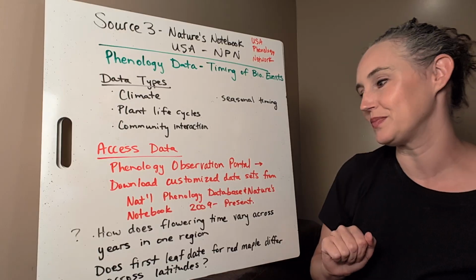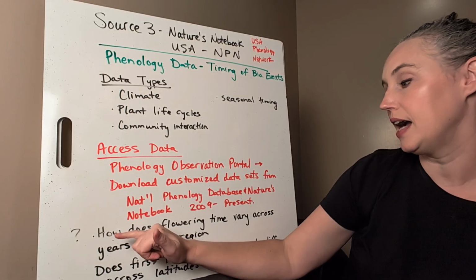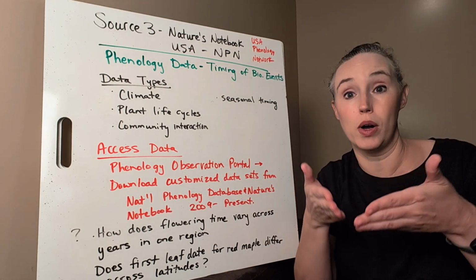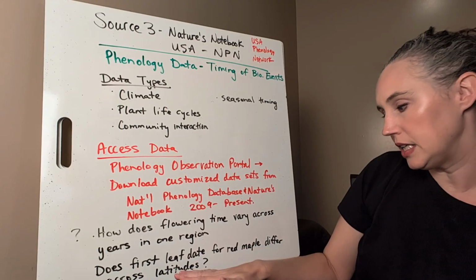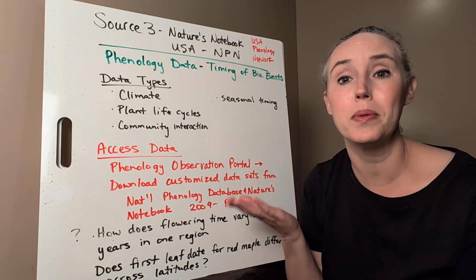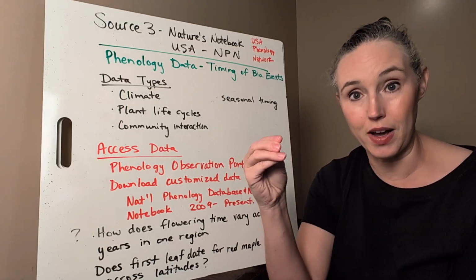So there's plenty of data for you to work with there. Questions that you could ask using data from this source might be, how does flowering time vary across years in one specific region? Or, does first leaf date for red maple differ across latitudes? That would be a great question for students to dive into the data and find the answer to.